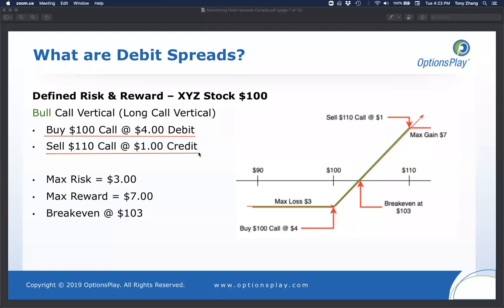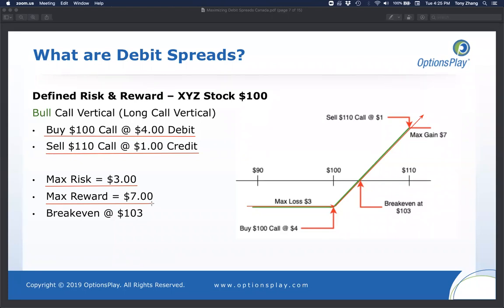So now, instead of risking $4 a share and taking $4 to control a $100 stock, now it only takes $3 to control that same $100 stock. So now what we've done is we've reduced our risk from $4 to $3. And what we've done is we've capped our reward from unlimited to $7. So you might ask yourself, why would I ever cap my reward from unlimited to $7?